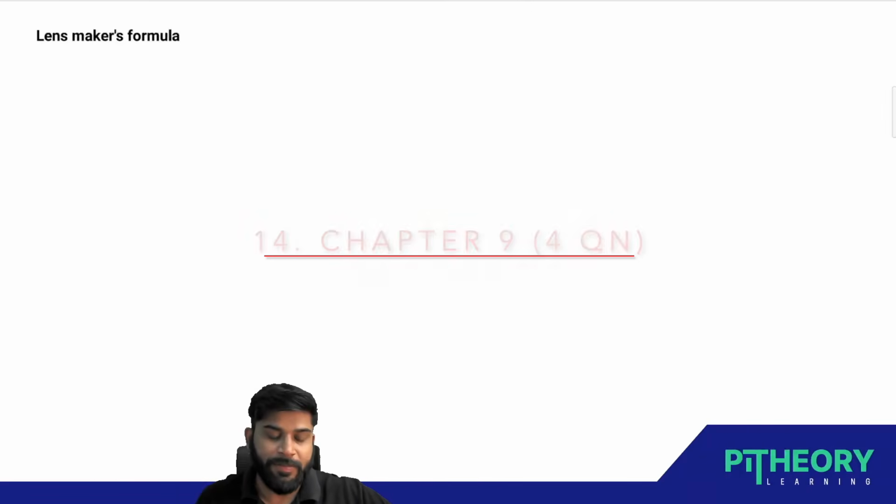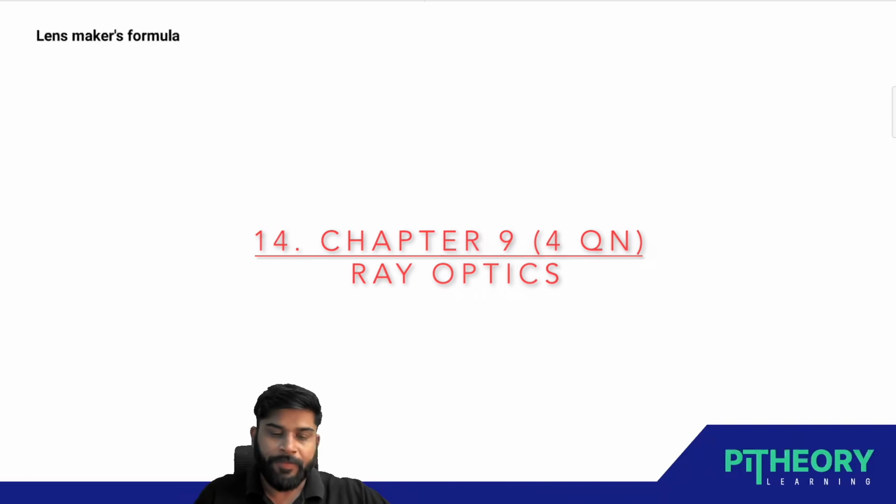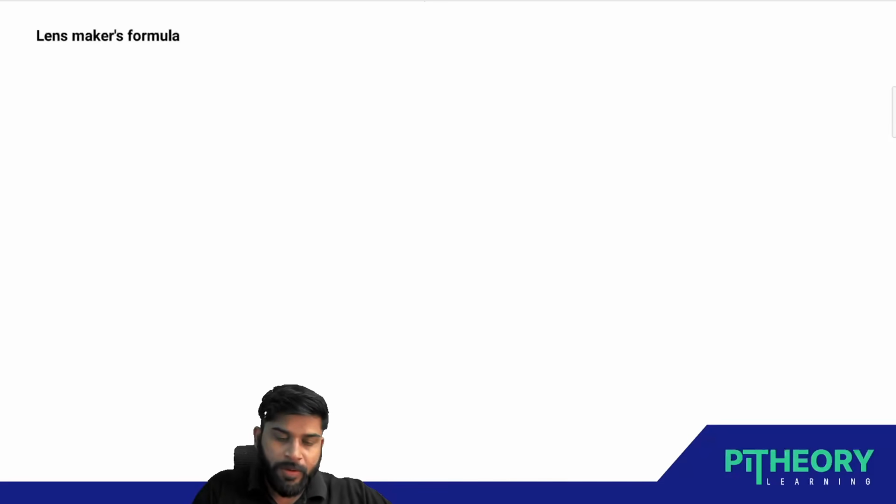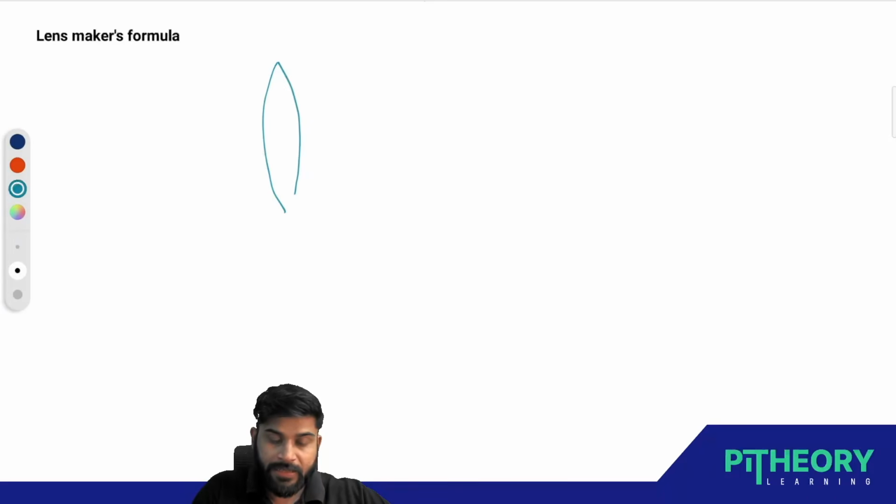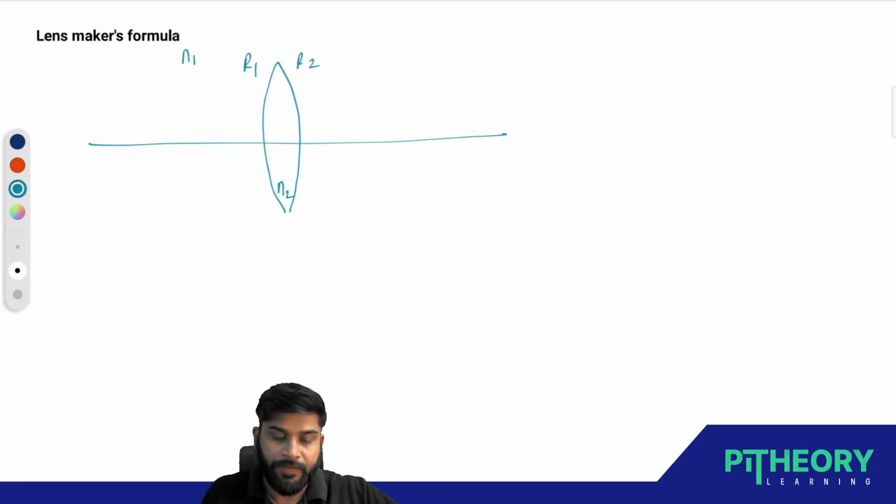Next question is the lens maker's formula. For this, we have to consider a convex lens. Let's say the radii of curvature of both sides are R1 and R2. Let's say the surrounding medium has refractive index N1 and the lens has refractive index N2. Let's draw the principal axis of this, and a point object is placed in front of it.